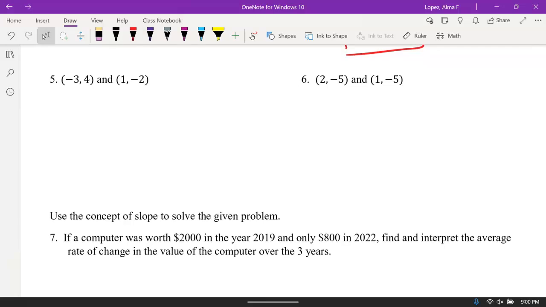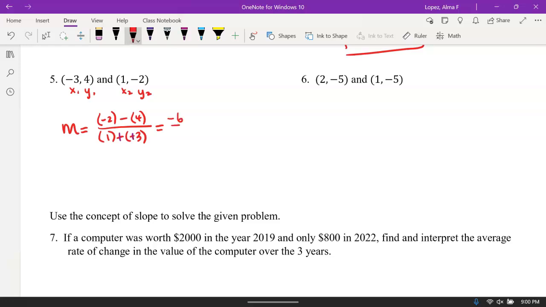Let's do 5 and 6. And again, pause the video if you need to and try it on your own. This is x in the first point, y in the first point. X in the second point, y in the second point. And we're going to plug in y sub 2 minus y sub 1 over x sub 2 minus x sub 1. I see a double negative. Let's fix it.